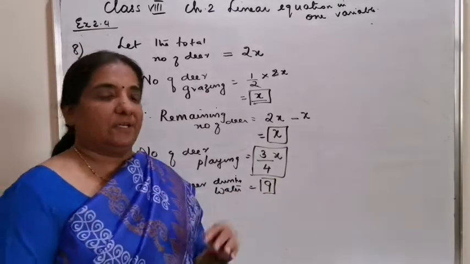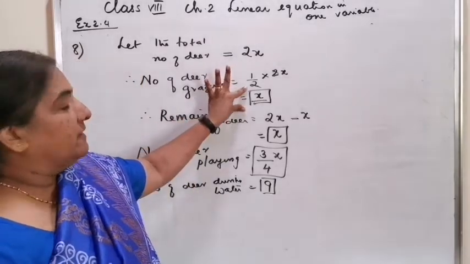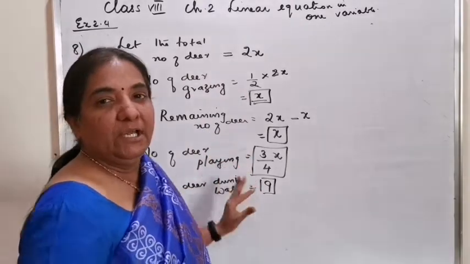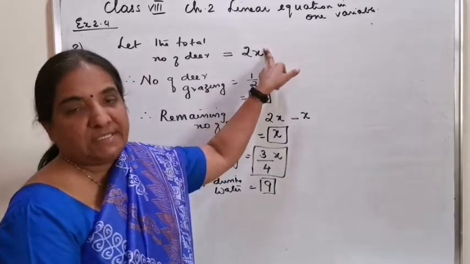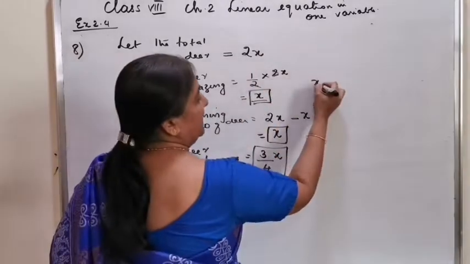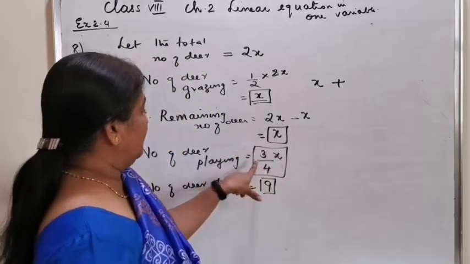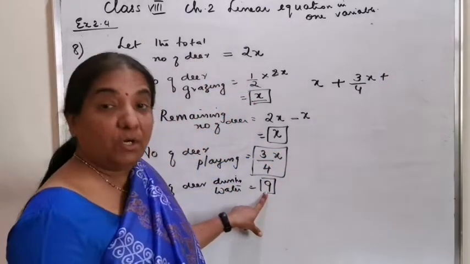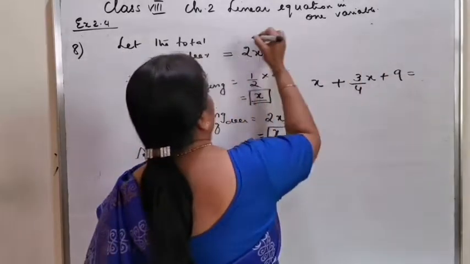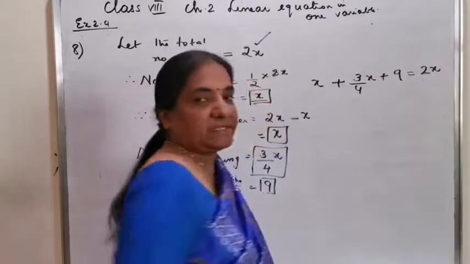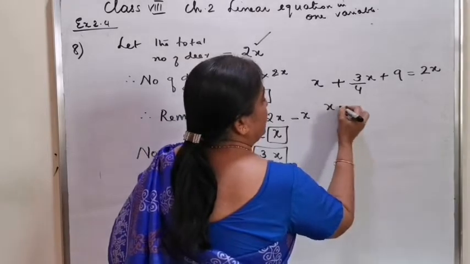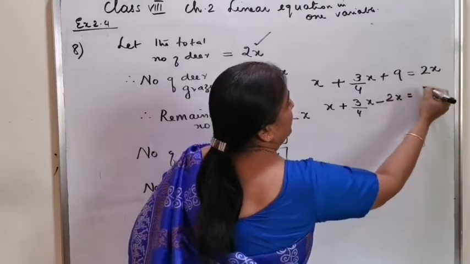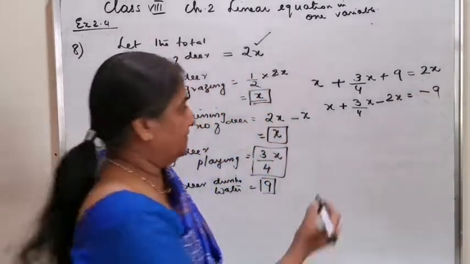How do you form the equation? This is the number of deer grazing. This is the number of deer playing. This is the number of deer drinking water. And the total number of deer is 2x. The equation is number of deer grazing plus number of deer playing plus number of deer drinking water will give you the total number of deer as 2x. Then x plus 3/4x plus 9 equals 2x. You can transpose 2x here, and plus 9 will be transposed as minus 9.